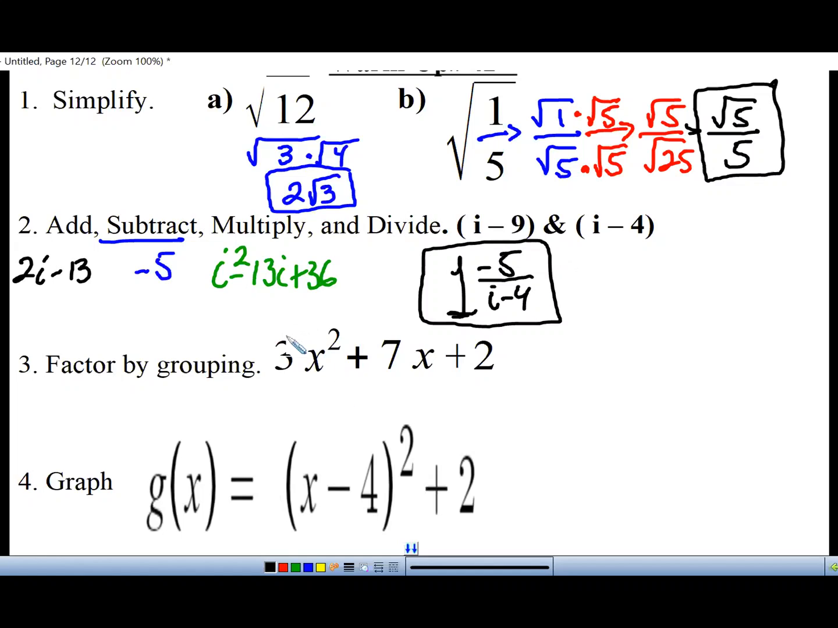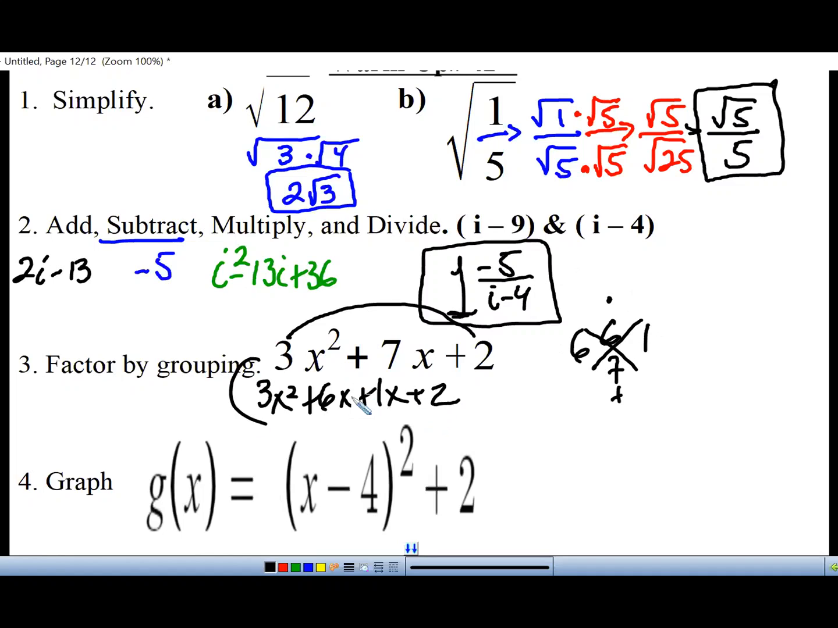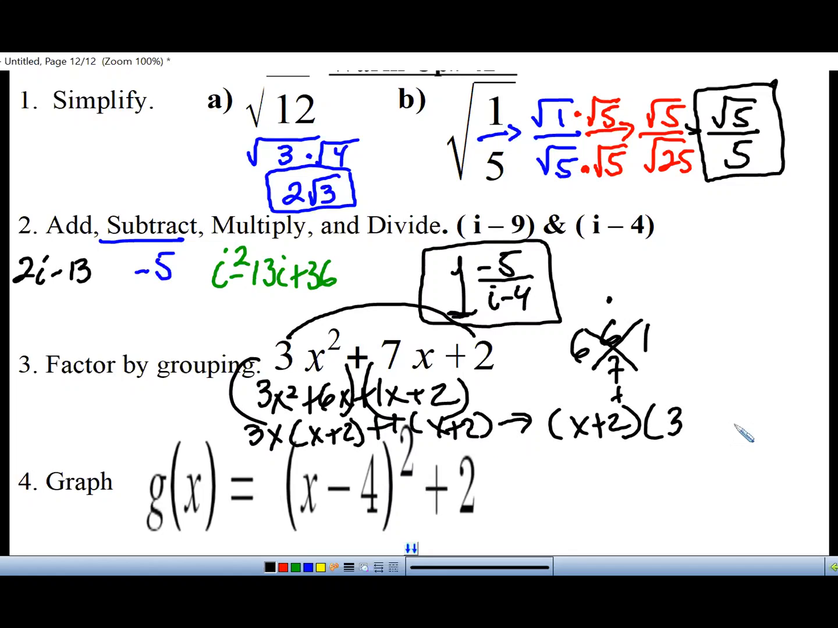To factor, remember, don't forget to multiply this times this. So that is 6, 6, and then 7 down here. Factors of 6 that add up to 7, that's 6 and 1. And you write 3x squared plus 6x plus 1x plus 2. You group. GCF here is 3x, we're left with x plus 2. GCF here is 1, we're left with x plus 2. So my factors are x plus 2 and 3x plus 1.